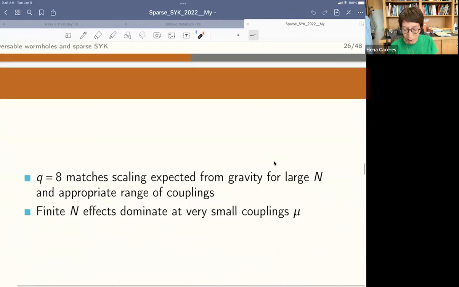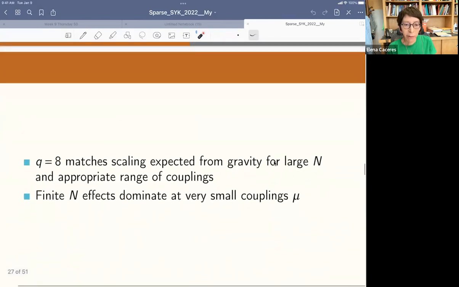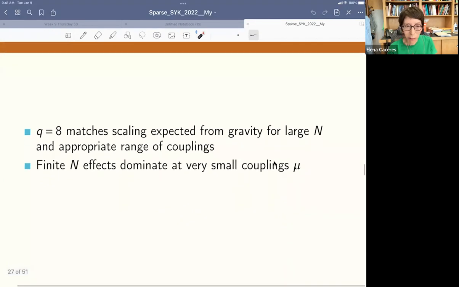So Q equals 8 matches the scaling expected for gravity at large n, but finite n effects dominate at very small couplings, mu, and so on.